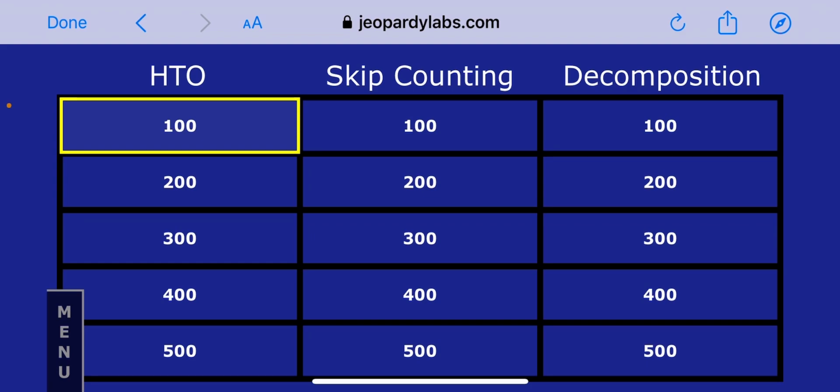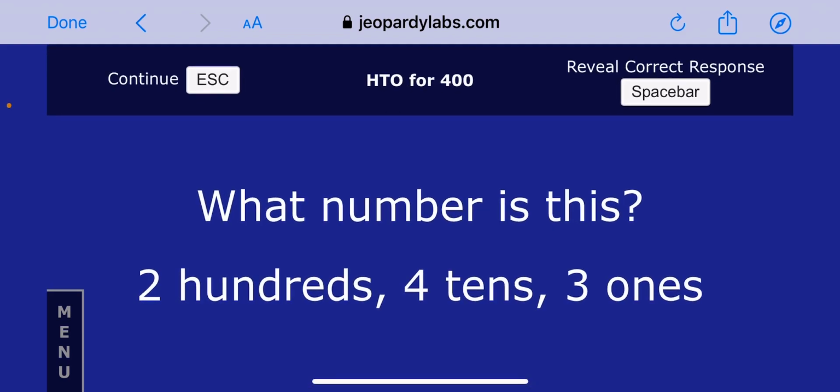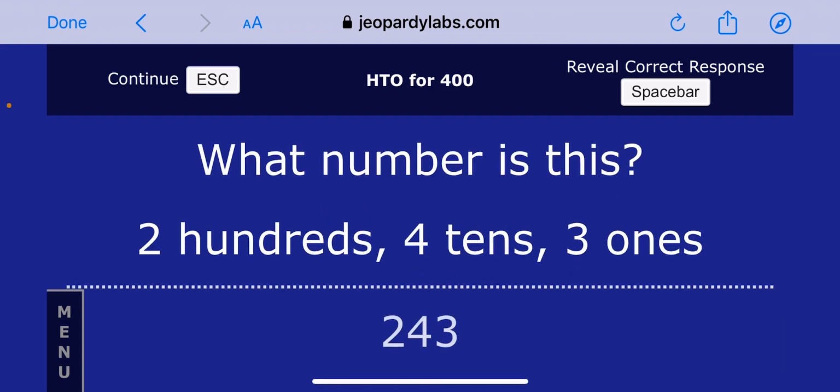So let's say the first student picks HTO for 400 points. And they will have to say, what number is this? 2 hundreds, 4 10s, and 3 1s. So they can draw their place value charts, or if they know off the top of their head, they can just write their number. But regardless, the answer on every student's board should be 243.